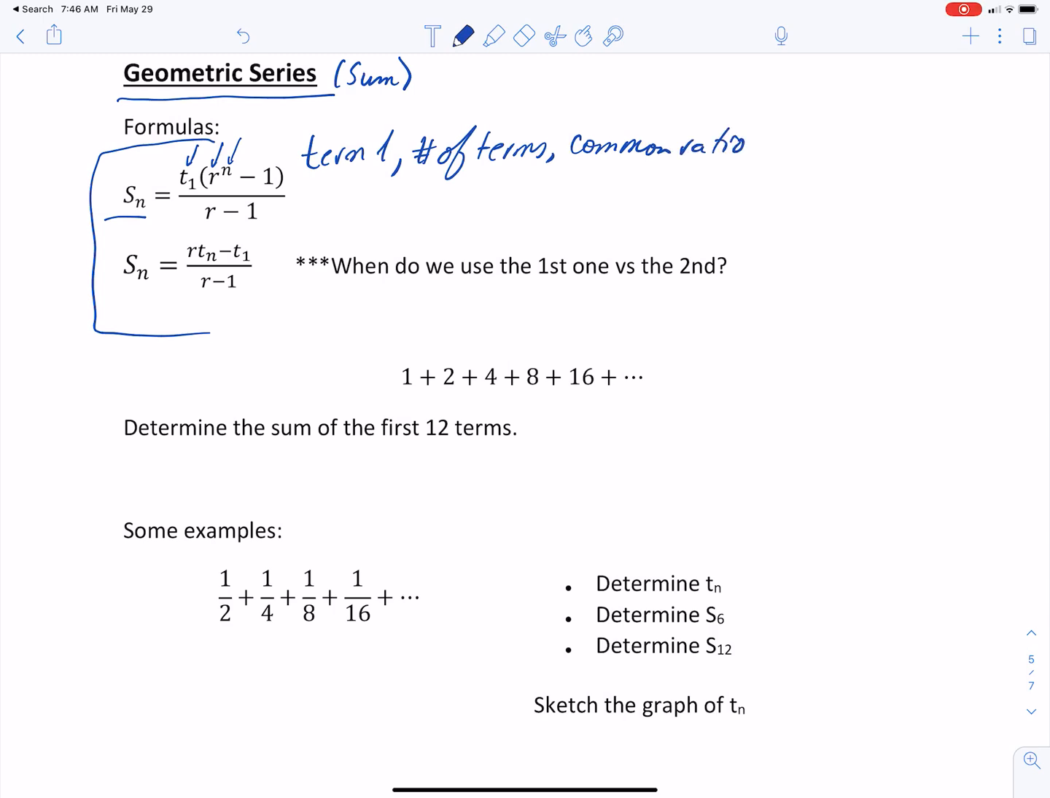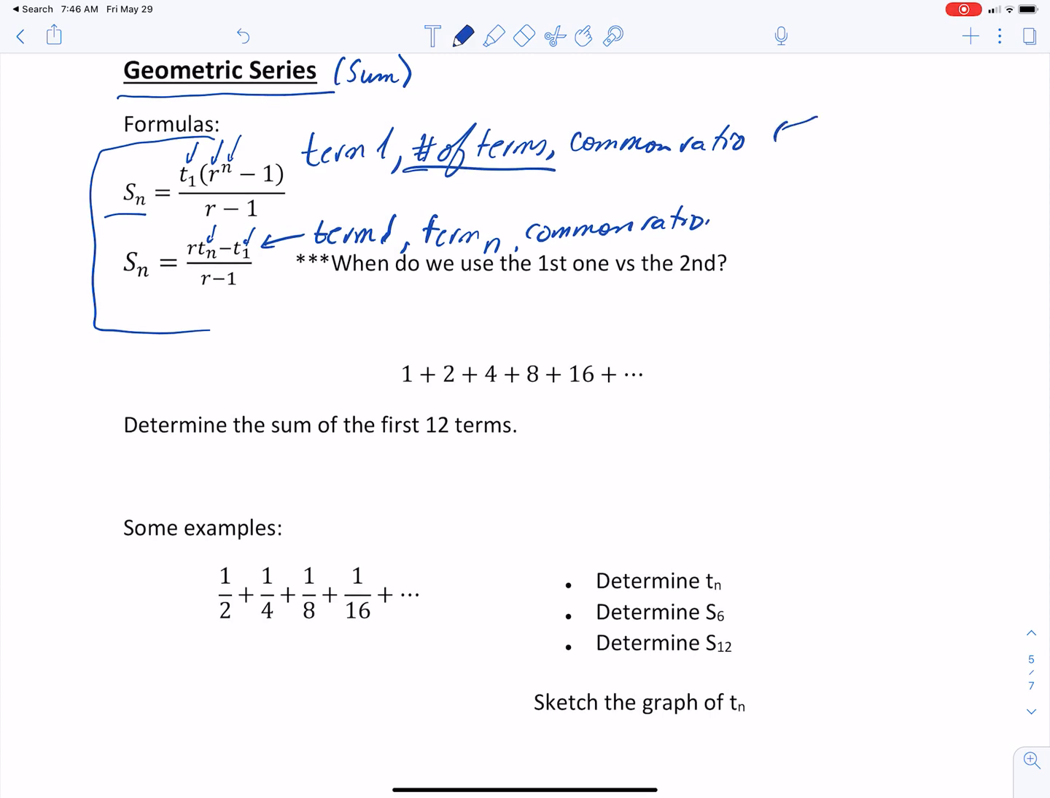Whereas down here, I don't know the number of terms, but I know the final term. So I have term 1, sorry, that's here, the final term, term n, that's this, and the common ratio. So the difference here is I don't know the number of terms, and in this one, I don't know term n. So I've got two choices. Think about when we use which one.